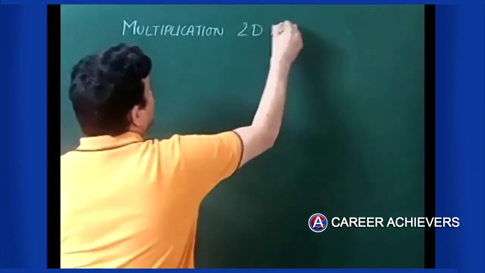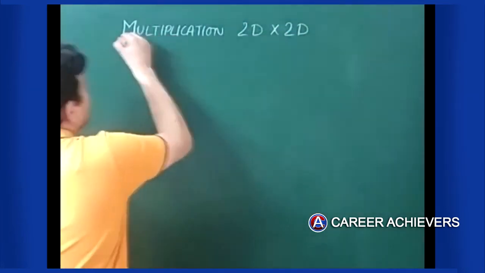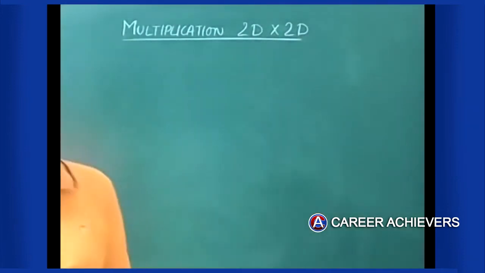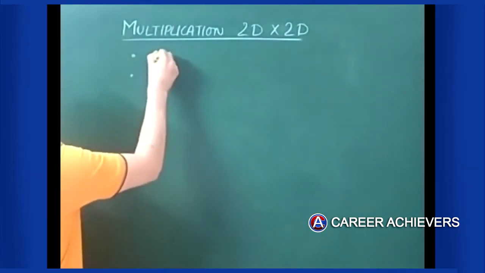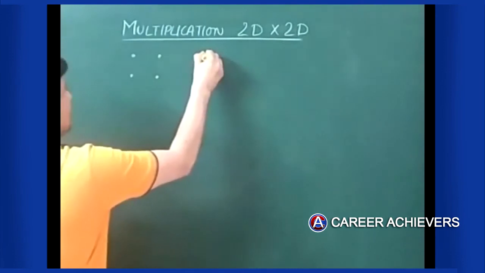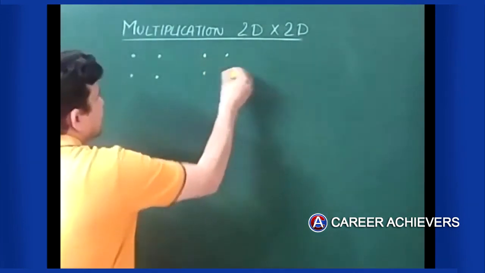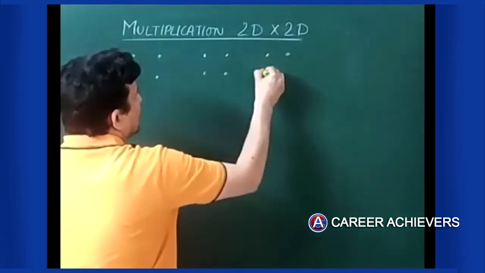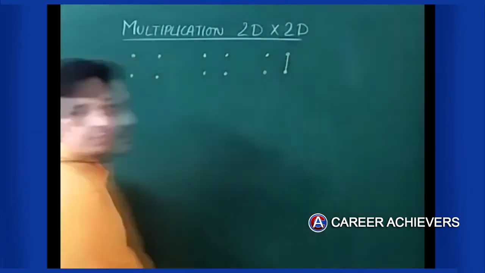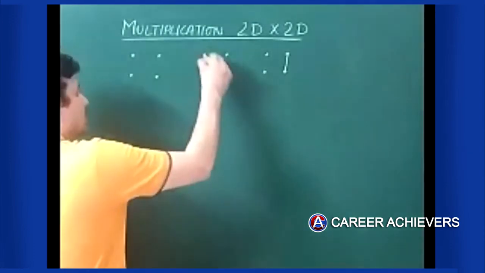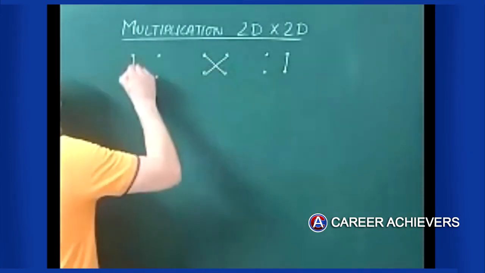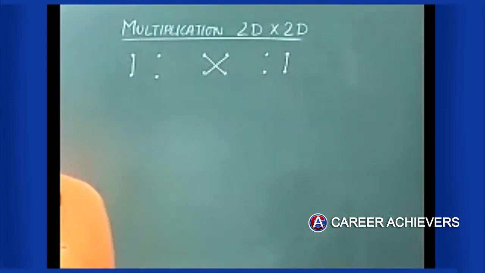Two digit into 2 digit. Multiplication 2 digit into 2 digit. In this we obtain answer in 3 easy steps. Let these dots represent the digits. So in first step, we multiply units digit by units digit. In the second step, cross multiply and add. And in the third step, multiply tens digit by tens digit.